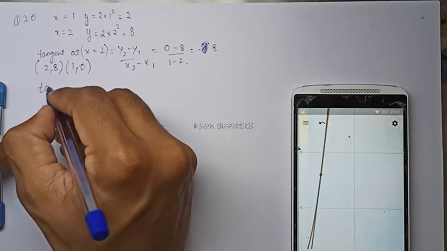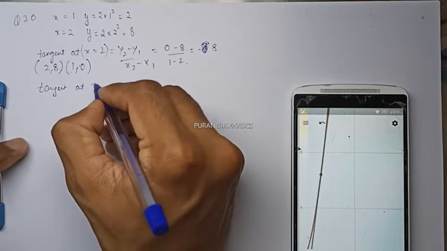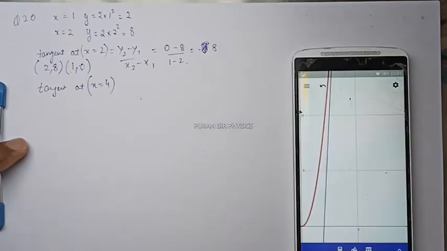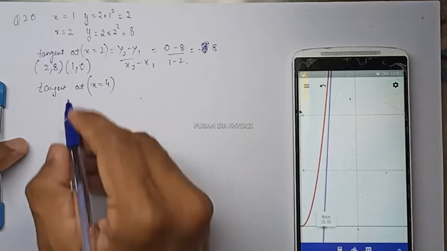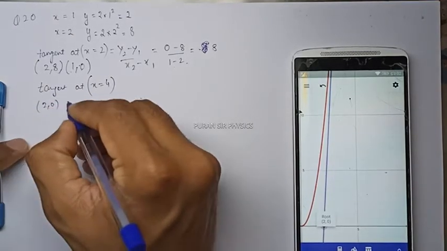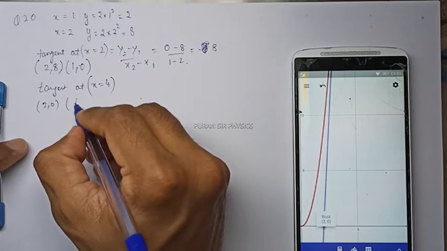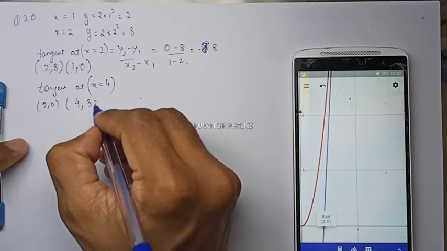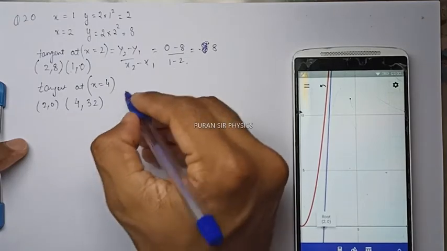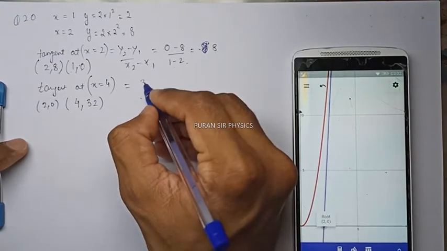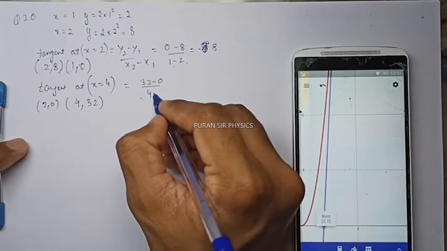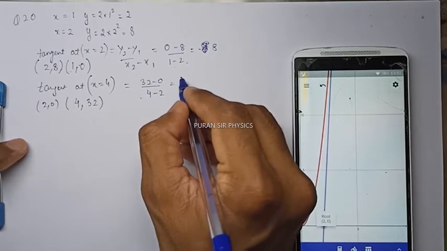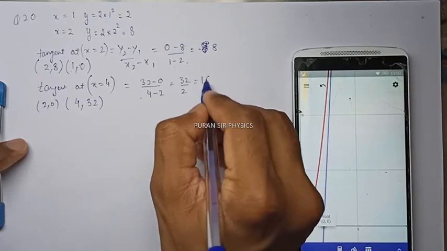Okay, so if we see tangent at x equals to 4, so if we draw a tangent at x equals to 4 and this is your x-axis, so your x-intercept will be 2,0. So now this tangent passes through 2,0 and your 4,32. So from here if you want to find the slope, that will be 32 minus 0 upon 4 minus 2, so it comes out to be 32 upon 2, that is 16.